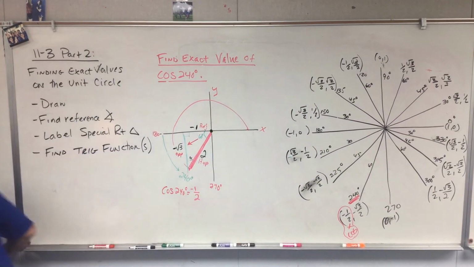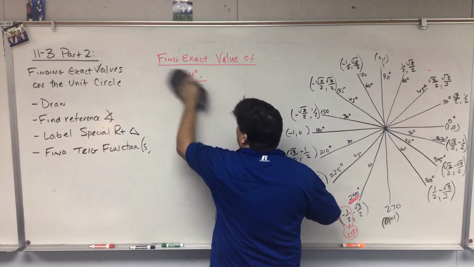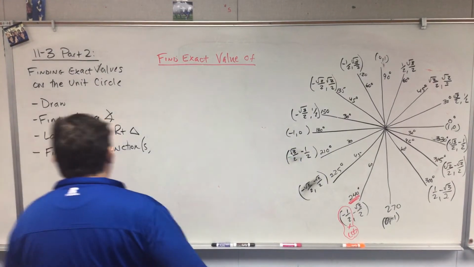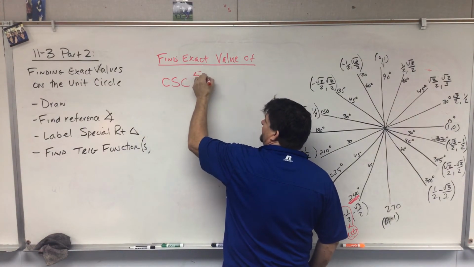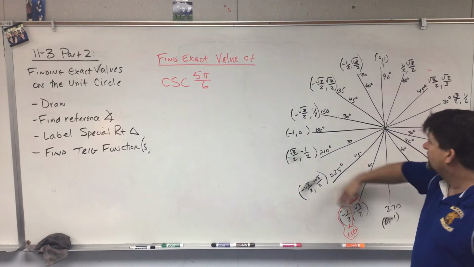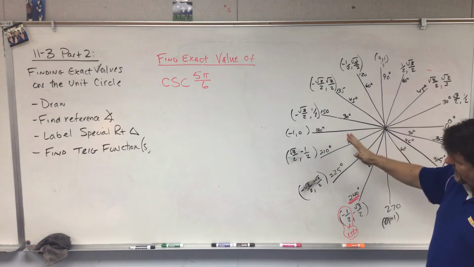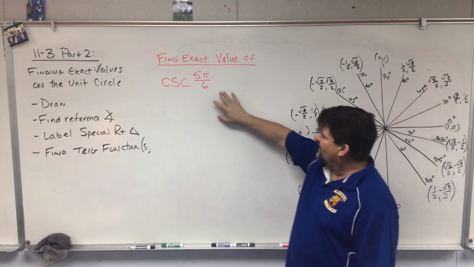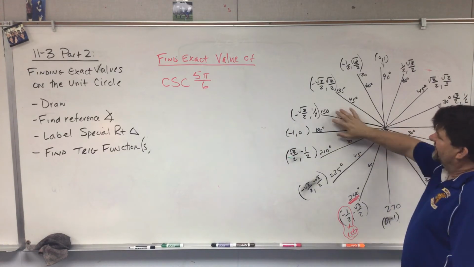Let's do another one. Let's find the exact value of cosecant of 5 pi over 6. Well, here's the problem with the unit circle. There's no cosecant or secant on there. You'd have to kind of manipulate it, and that kind of messes with people. And then people will be like, well, 5 pi over 6 isn't on the unit circle. Technically it is, except we need to convert it to degrees.